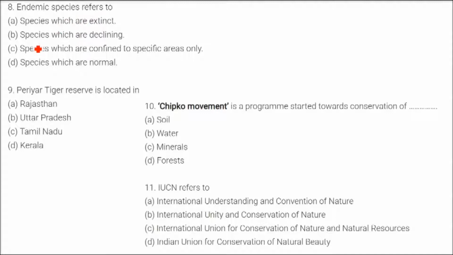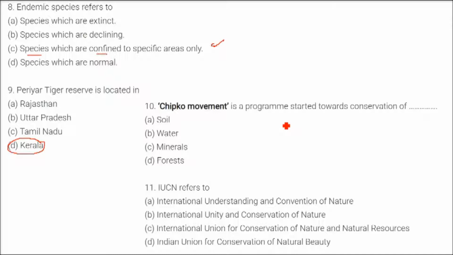Endemic species refers to the species which are confined to specific areas only. We just talked about the pigeon which is found only in Nicobar, and it is named the Nicobar pigeon. So it will be found only in Nicobar, not even in Andaman. That is why the species which are confined to specific areas are endemic species. Periyar Tiger Reserve is located in, a very famous tiger reserve, and the answer is Kerala.